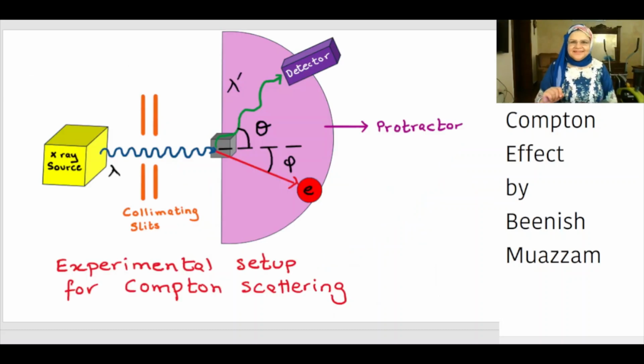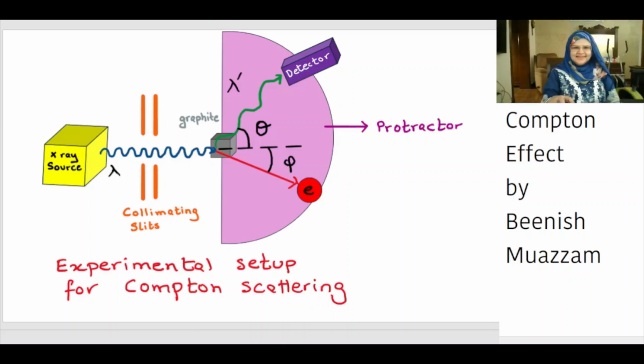The experimental setup is simple. Monochromatic X-rays with wavelength lambda are incident on a sample of graphite where they interact with atoms inside the sample. They later emerge as scattered X-rays with wavelength lambda prime. A detector placed behind the target can measure the intensity of radiation scattered in any direction theta with respect to the direction of the incident X-ray beam.